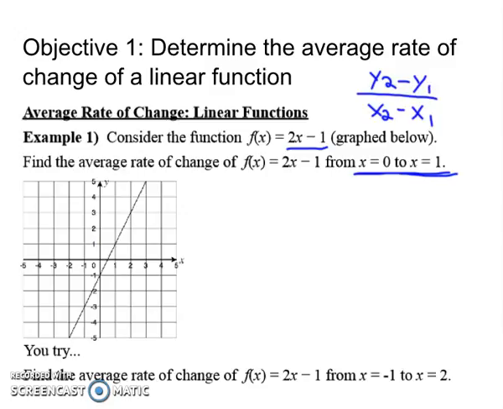So if I was going to do example 1, I already know my x2 and my x1. They're given to me, 0 and 1. And you read it left to right like a book, and so in this case 0 comes before 1. So this is going to be x1, this is going to be x2. And I need to then find my y1 and my y2.